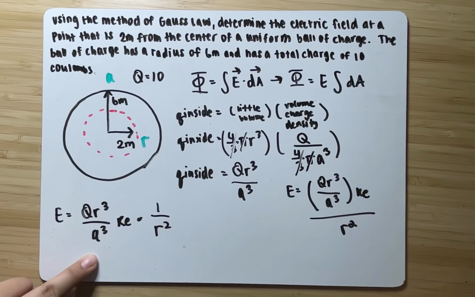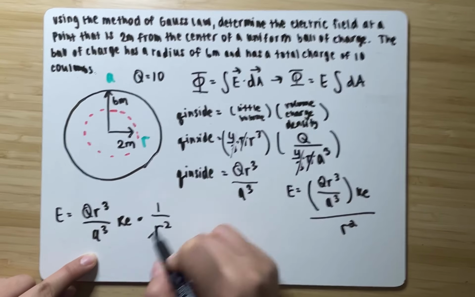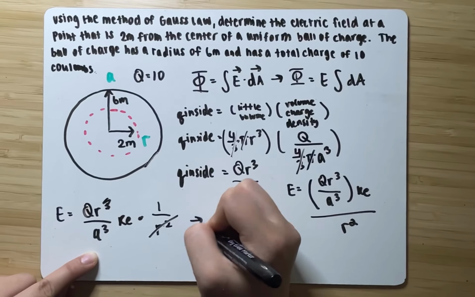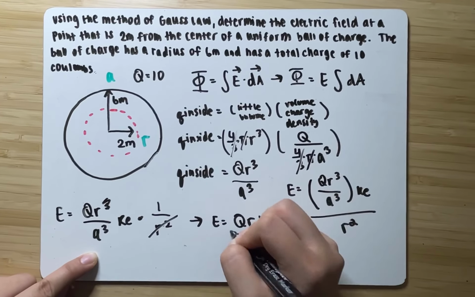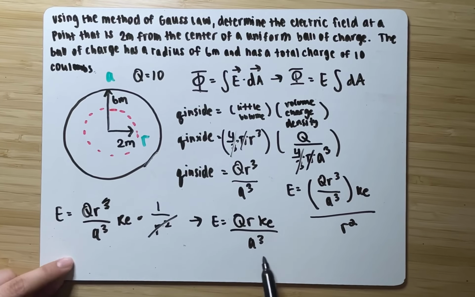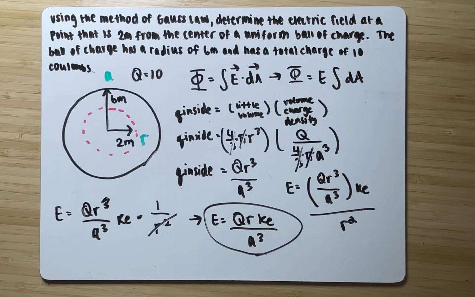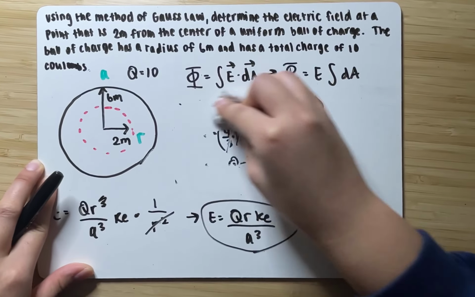Okay, now that we have this, we could cancel some things out because we have r cubed over here and r squared over here. Cancel r squared out, you're left with r. Okay, so E is equal to Q r Ke over a cubed. Once you have this beautiful piece of information, you're going to circle it because this is just magical. Now all you need to do is just plug in what we know. Okay, so let me make space for us to plug in what we know. Let's remove this part over here.